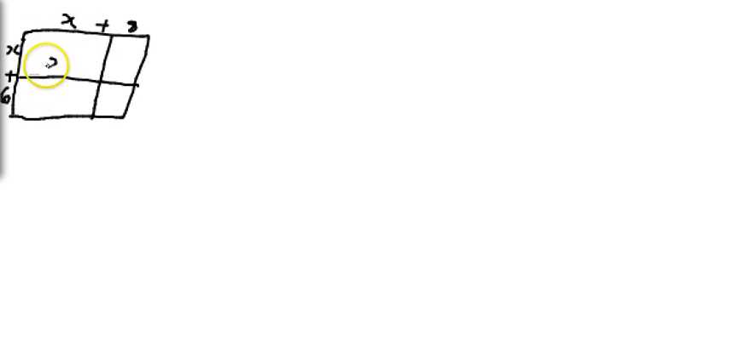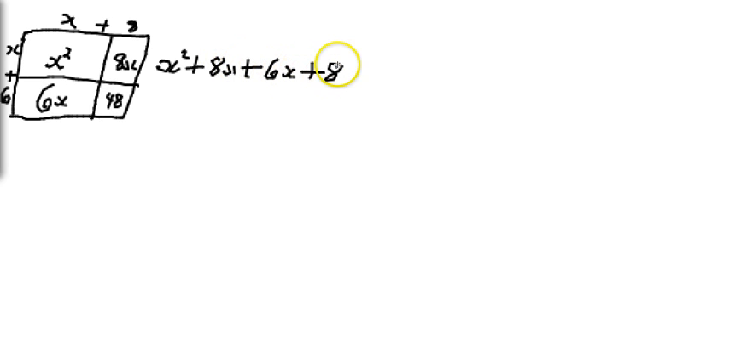This area here is x by x, x squared. This area here is x by 8, so 8x. This area here is x by 6, or 6x, and this area here is 6 times 8, or 48. Collecting those together, we have x squared plus 8x plus 6x plus 48, which is x squared plus 14x plus 48, which is the area.